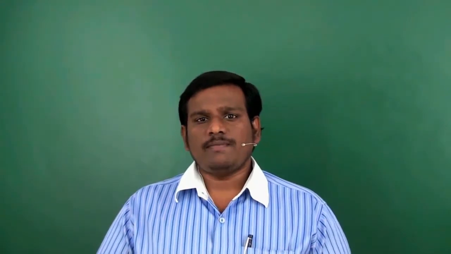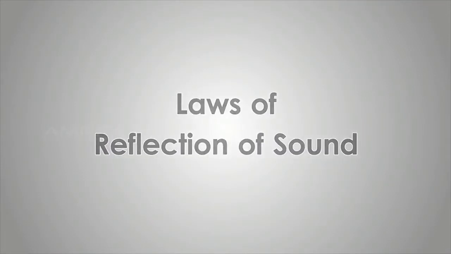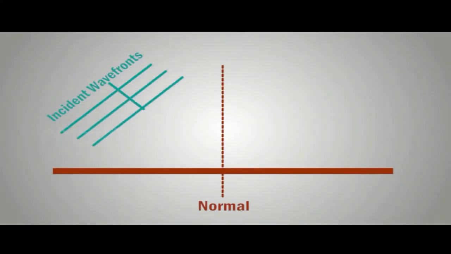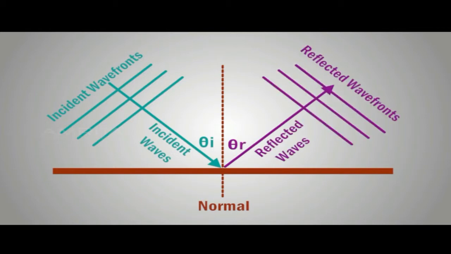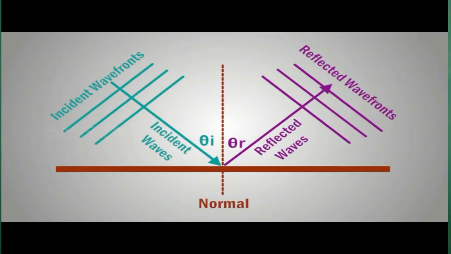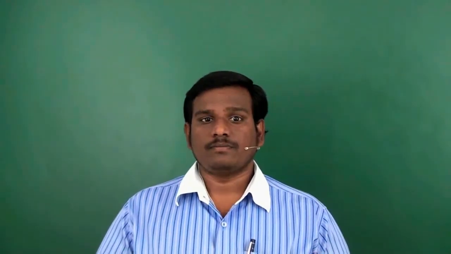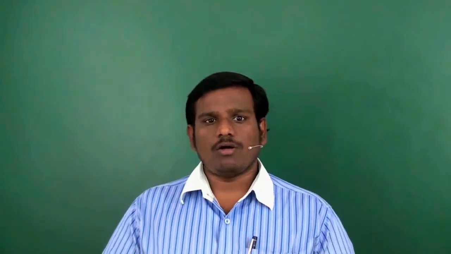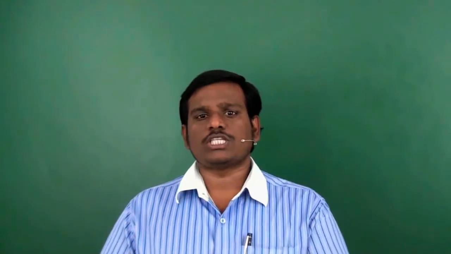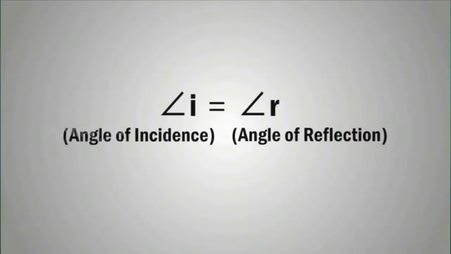Okay, now see the laws of reflection of sound. The first law: the incident sound wave, the reflected sound wave, and the normal at the point of incidence all lie in the same plane, like the laws of reflection of light. And the second law: the angle of reflection of sound is always equal to the angle of incidence of sound. Angle I is equal to angle R.